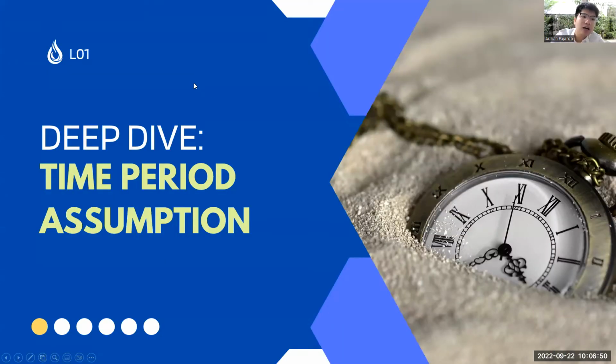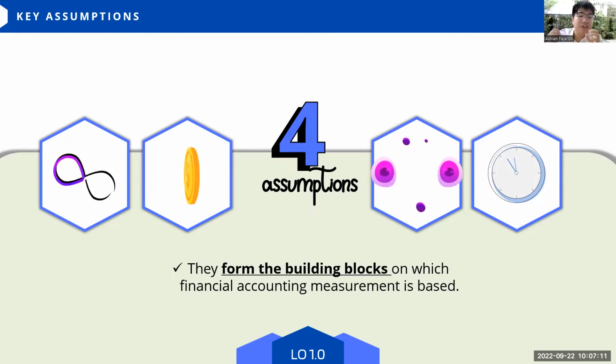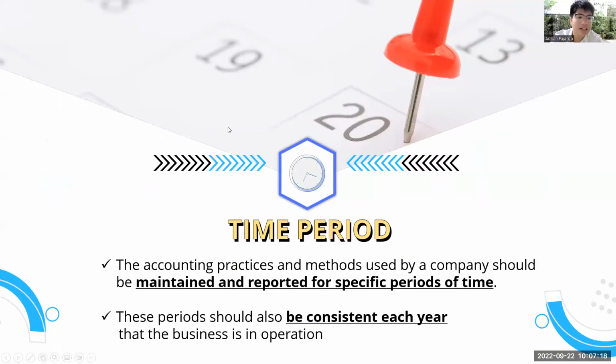So now that everything is clear, we can go first into our first learning objective, which is, again, let's go back to our very first chapter and take a deep dive into what we call our time period assumption. So flashback. In terms of our fundamental accounting concepts, we mentioned before that there were four key assumptions, right? And these four key assumptions form the building blocks on which financial accounting measurement is based.